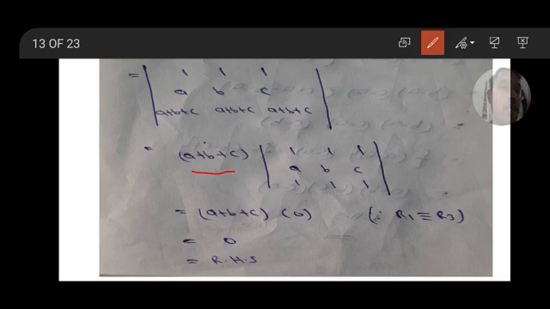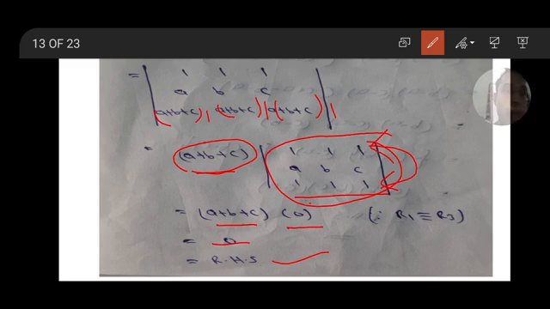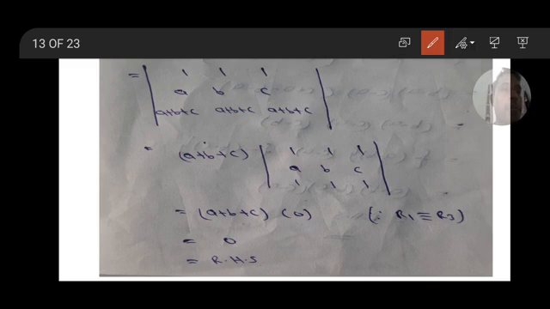Next, 1 1 1, A B C. Here A plus B plus C into 1, A plus B plus C into 1, A plus B plus C into 1. So A plus B plus C outside means we will get 1 1 1. So here first row and third row are the same, 1 1 1 and 1 1 1. Therefore the determinant of this matrix is 0. So A plus B plus C into 0 is equal to 0, that is the RHS. Okay.